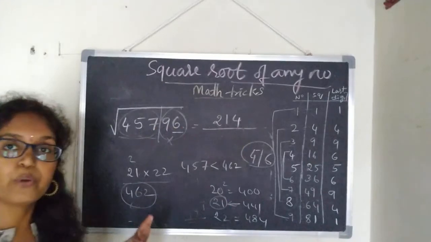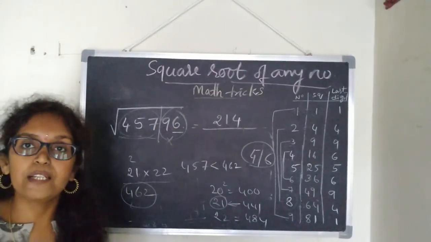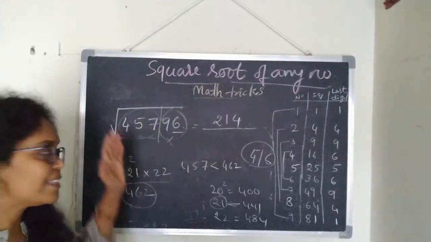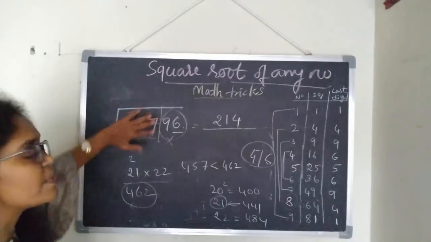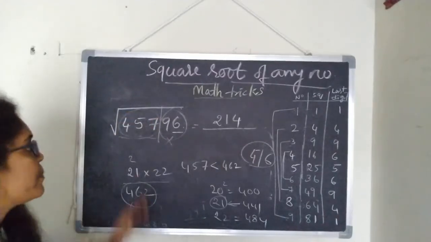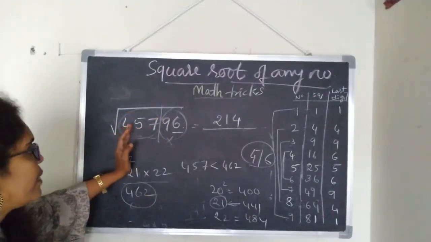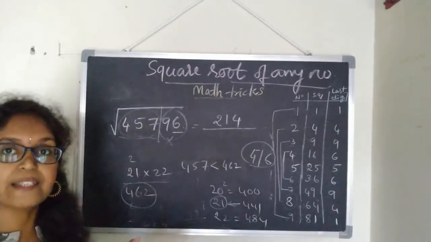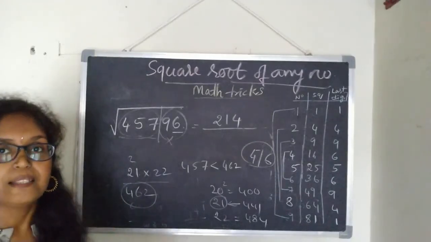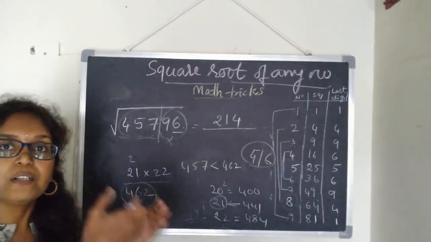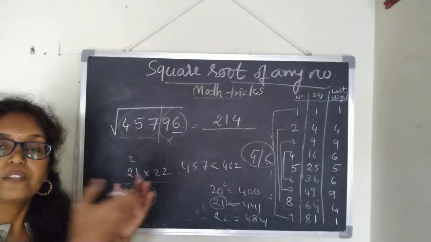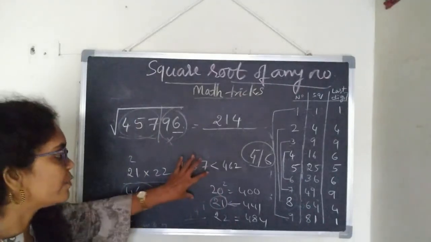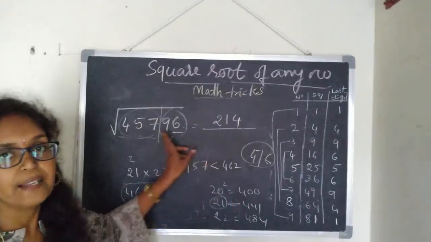This is the simplest method, friends. By practicing more problems, definitely you will get more perfection. Within a few seconds you can solve the sum. For this one, you just need the estimation: it lies between which two perfect squares. Suppose it started with 500 and something. Then you have to know 25 square is 625, so it will be less than that. So 24 square is 576. If you have the estimation, then it is very easy to identify. Otherwise, you have to find the nearest perfect squares.